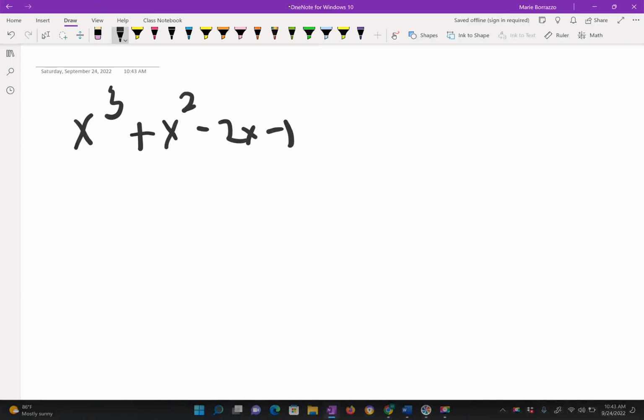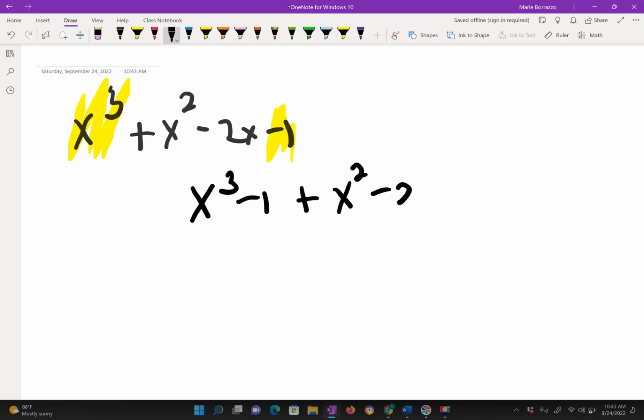And so here's my issue. I'm thinking that if I put these two together, the x cubed and a negative 1, if I rearrange, this would be x cubed minus 1, and then obviously plus x squared minus 2x. And I started this after realizing factor by grouping is not going to work.